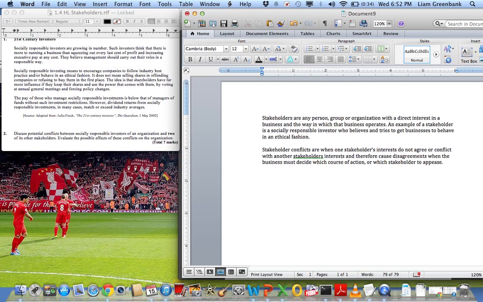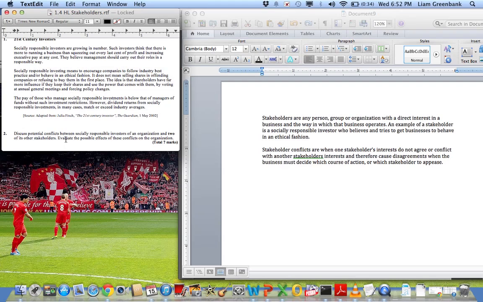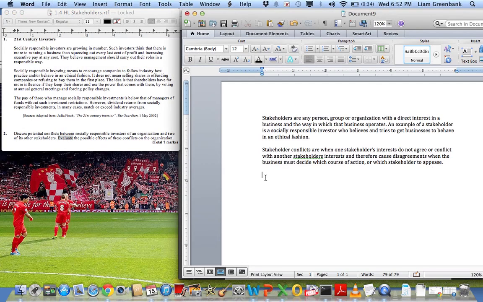discuss potential conflicts between socially responsible investors and two of its other stakeholders. So what we need to do is discuss what the interests of socially responsible investors might be, and then decide on another stakeholder that would possibly conflict with this interest, and talk about how these two interests are going to conflict, and then ultimately evaluate, show the effect that this might have on the business. And that's the key to remembering your answers.